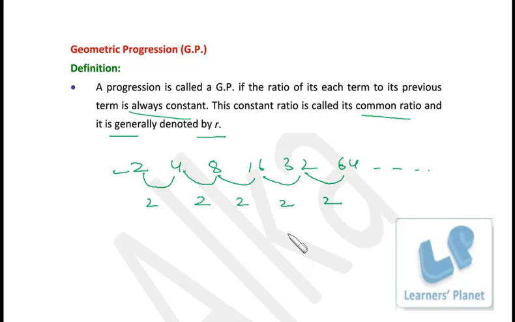This is the first term, that means a is the first term, that is 2, and the common ratio is r, that is also 2. Okay.